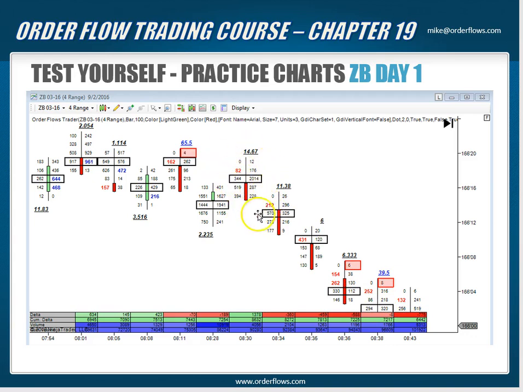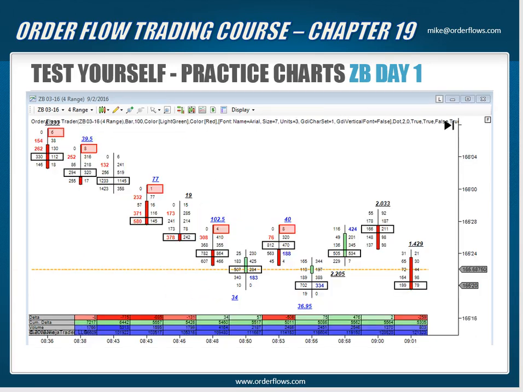This one is a little bit tricky to say get short off of this. I'd much rather see this bar close, maybe a little bit higher. But you can only trade what the market gives you. That's how I would analyze it. And you're seeing a lot of selling, a lot of negative deltas in there. And you work your way down.